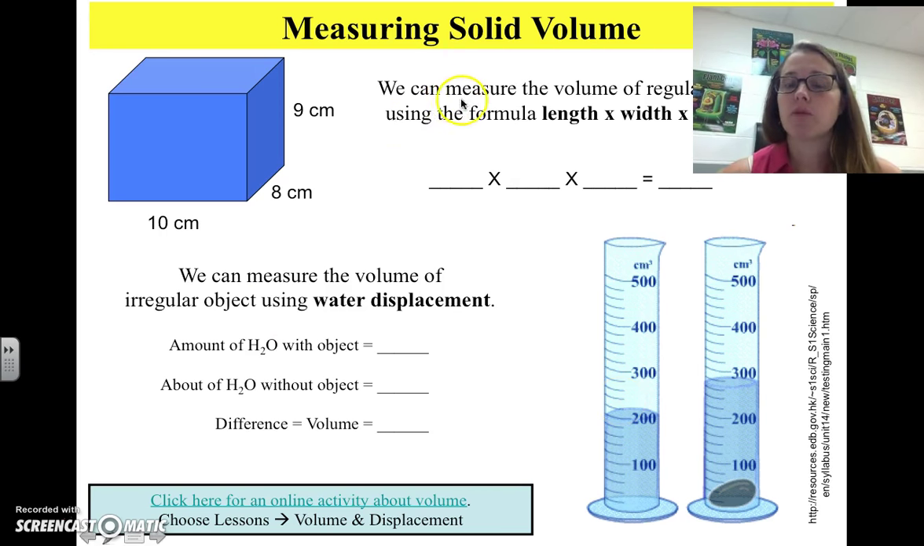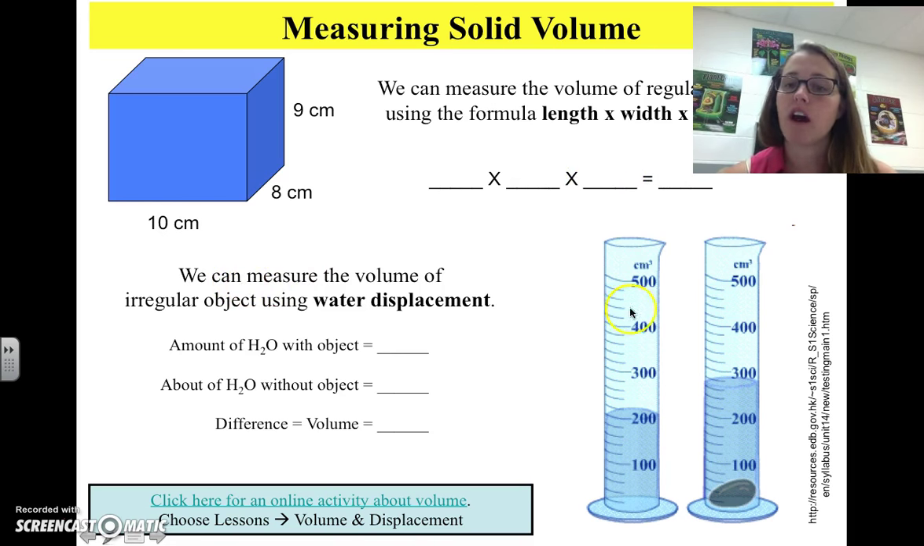So measuring a solid, when we have a solid that is regular, meaning it has a length, a width, and a height that can easily be measured with a metric ruler, then we just measure it. So here we just go 10 times 8 times 9, so that would be 720. So 720 cubic centimeters.